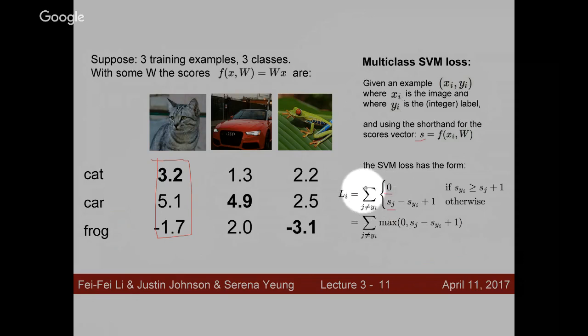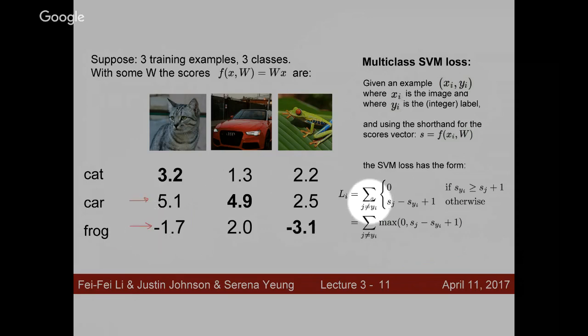First, we're going to take all of the classes for which the label is not the correct answer. Let's take a look at this image here. This is a cat. We know cat is the correct label, but the classifier got it wrong. In any case, since we know yi is cat, we're not going to evaluate the result over the cat itself. We're just going to evaluate it over car and frog.